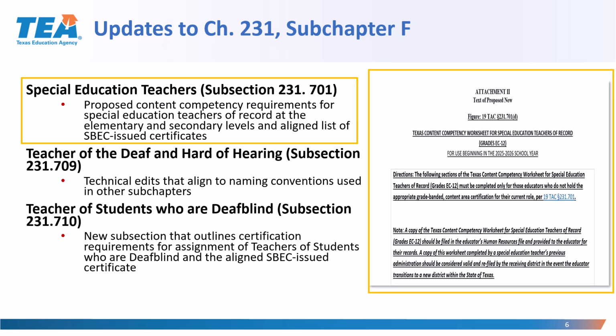The majority of the board's discussion involved subsection 231.701 and the proposed content competency requirements for special education teachers of record at the elementary and secondary levels, as well as the development of the Texas Content Competency Worksheet for special education teachers of record, grades EC through 12.